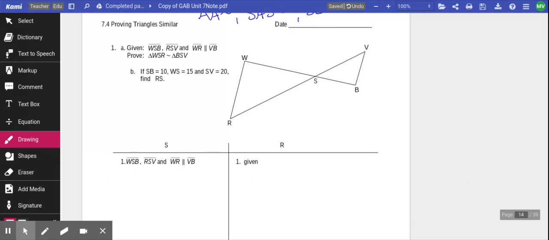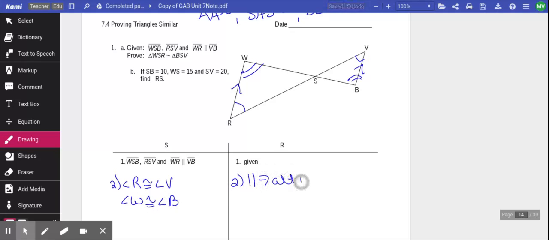So, when we're looking at this problem, we know that WR is parallel to VB. If I know those two lines are parallel, there's actually a couple ways I could easily do this. I know that angle R is congruent to angle V, and I know that angle W is congruent to angle B, because when I have parallel lines, alternate interior angles are congruent.